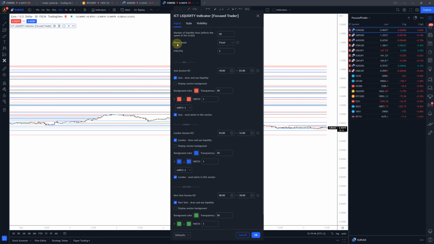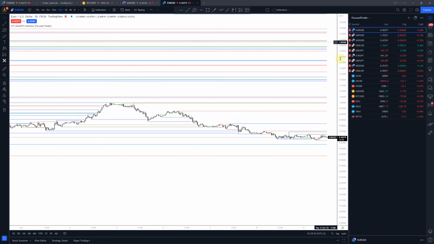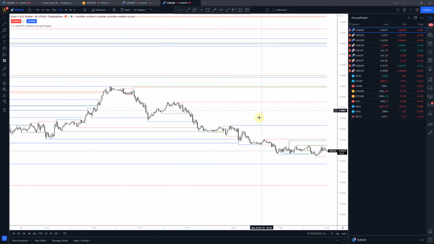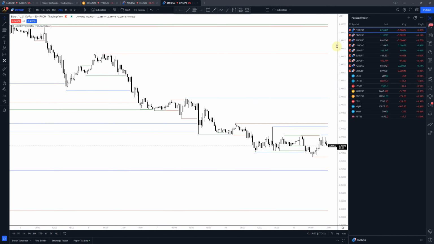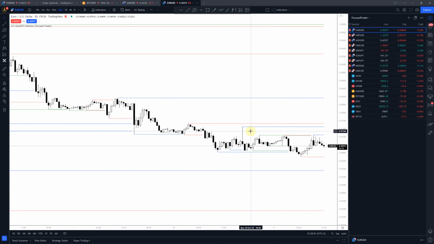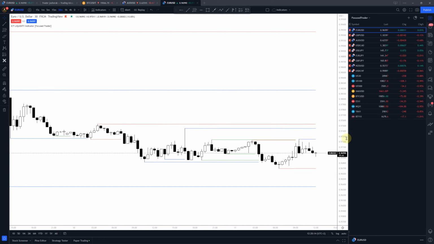Okay, the other thing here is pivots mode, and right now we have it set as fixed mode. First things first, what is liquidity, or how do we define it on the chart? Liquidity for me is pivot highs and pivot lows. For TradingView, liquidity has much more to it, but from the indicator's perspective, it's only pivot highs and pivot lows. What is a pivot high or pivot low?